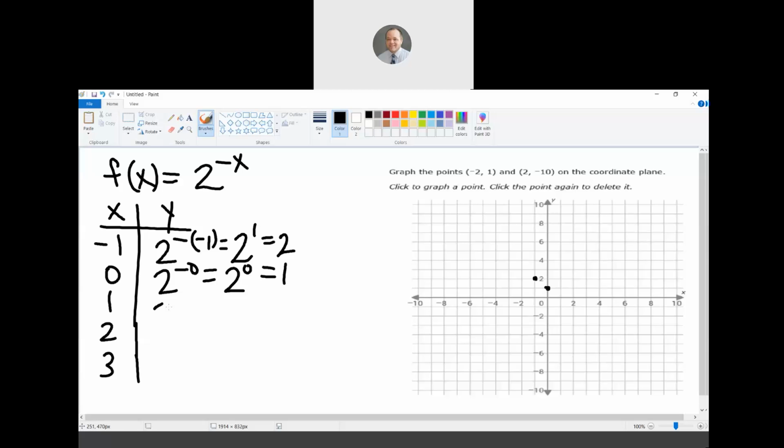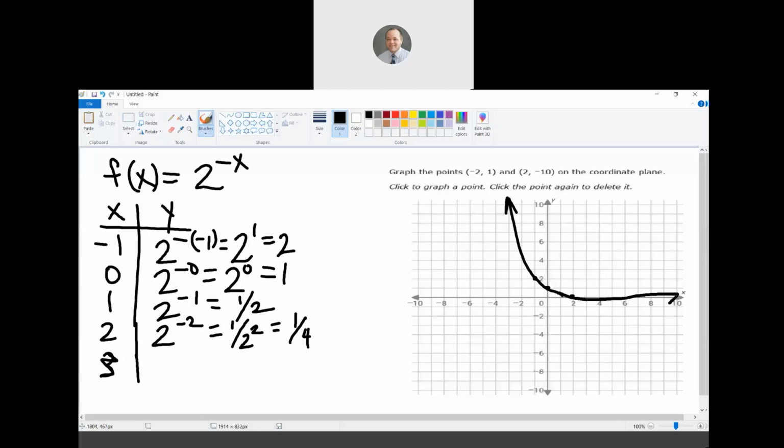When we plug in 1, we get 2 to the -1 power, which is the same thing as 1/2, or 0.5. And finally, when we plug in 2 for x, we got 2 to the negative 2 power, which is 1 over 2 squared, or roughly 1/4. So we got enough points. And again, when we connect the dots, our function is a curve going in the opposite direction.